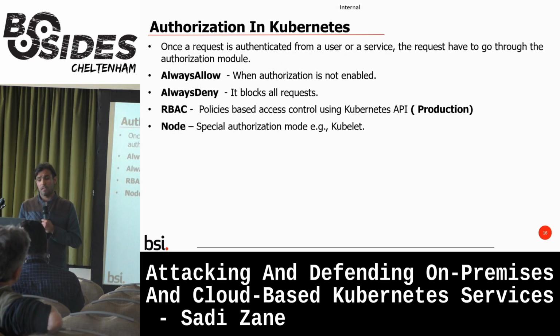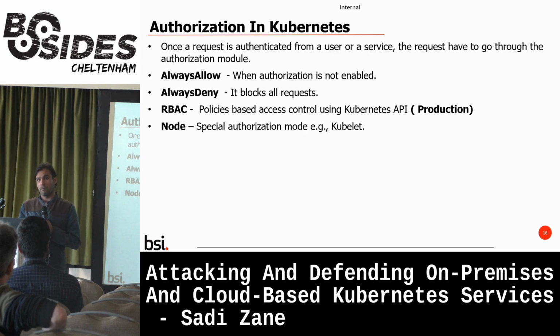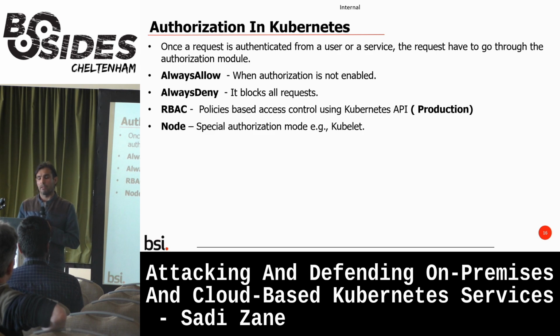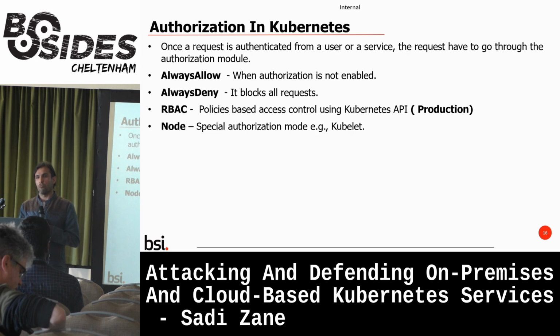Authorizations in Kubernetes. We talked about authentications, now authorizations. The way authorization works within the Kubernetes environment, there are multiple modes: always allow, always deny, and RBAC. When always allow is enabled in your Kubernetes environment, essentially authorization is not enabled. If you always deny, then it blocks all requests.